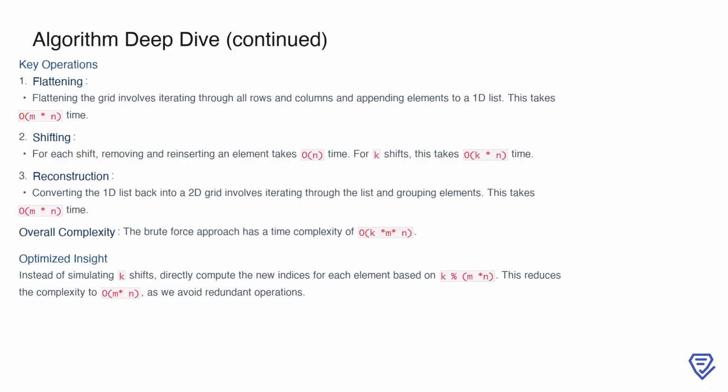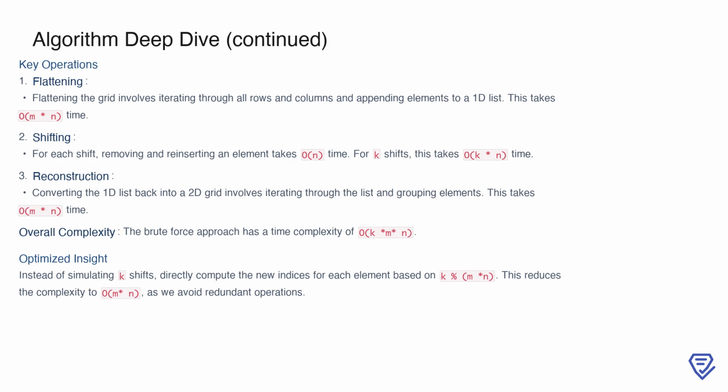Shifting is the most time-consuming step in the brute force approach. For each shift, removing the last element of the list and reinserting it at the front takes O(n) time, so performing k shifts results in a total time complexity of O(k*n). Finally, reconstructing the grid involves iterating through the 1D list and grouping elements into rows to form the 2D grid. This also takes O(m*n) time.